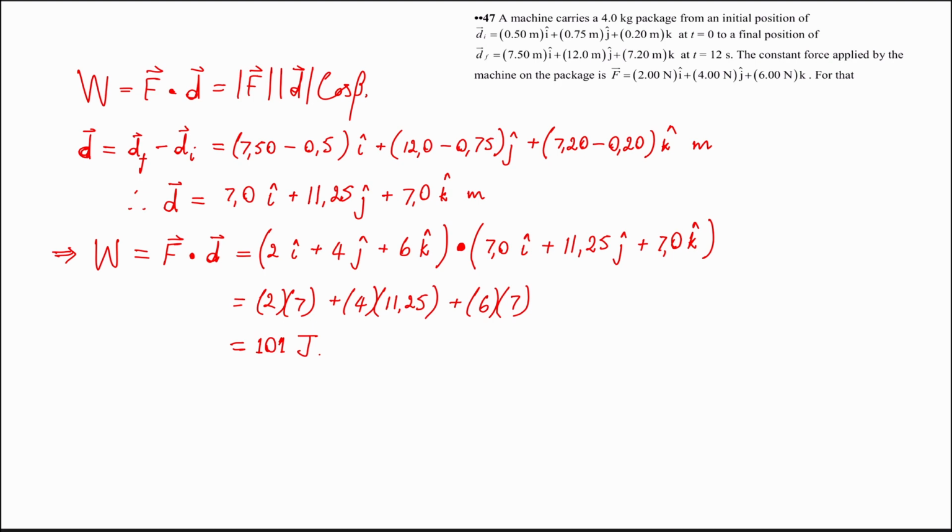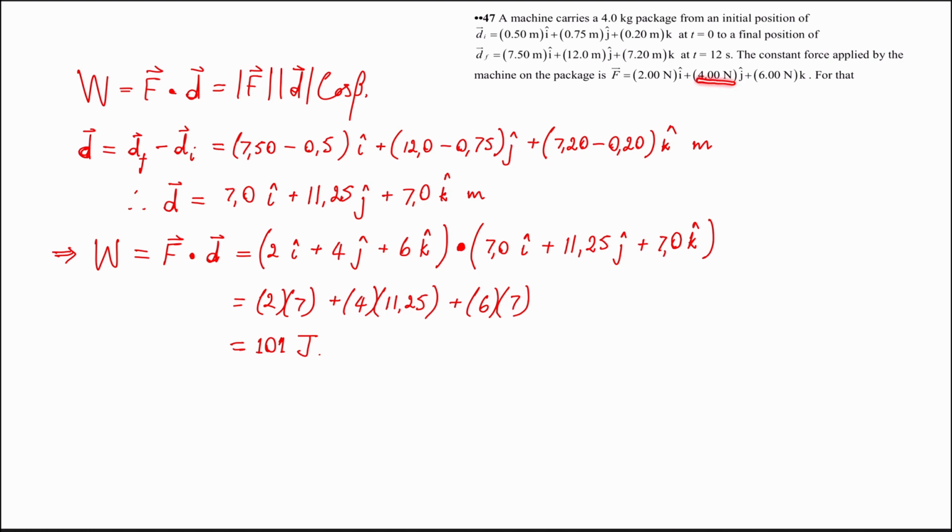We're told further down the line that the constant force applied by the machine on the package is given by this. Notice that they supply us with these two words, which are greatly helpful, but even if these words were not supplied, we could inquire about the force just by observing it. Look at the components. The first component is 2.0 newtons, which does not depend on anything. It's not a varying thing. 2 will always be 2.